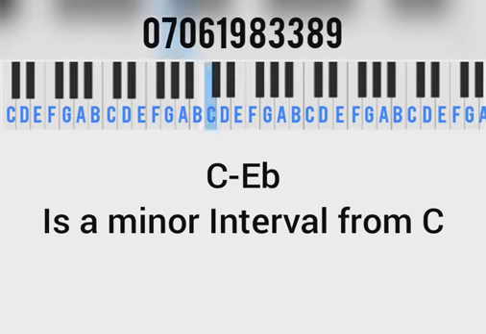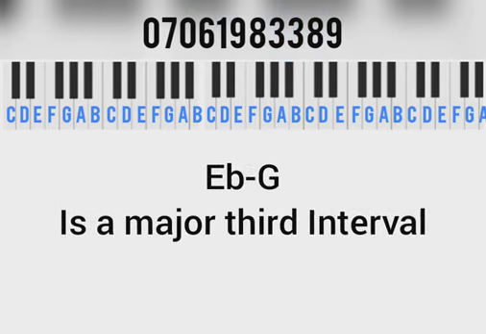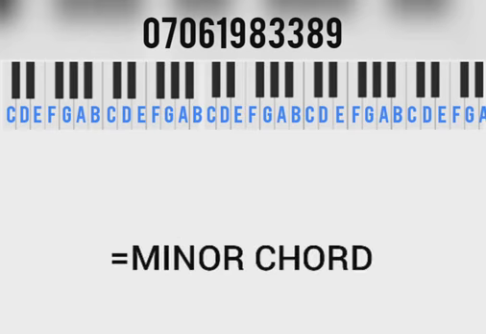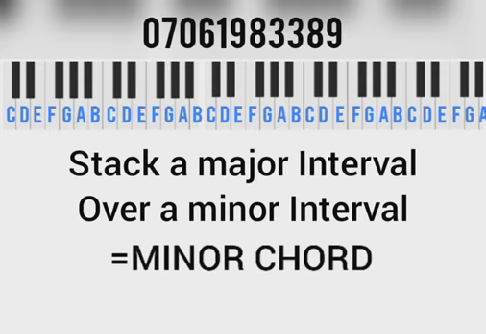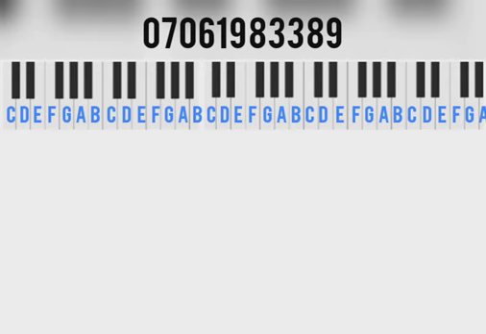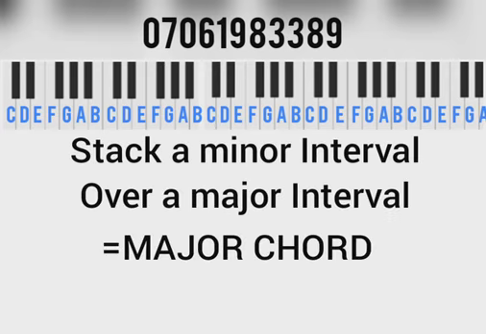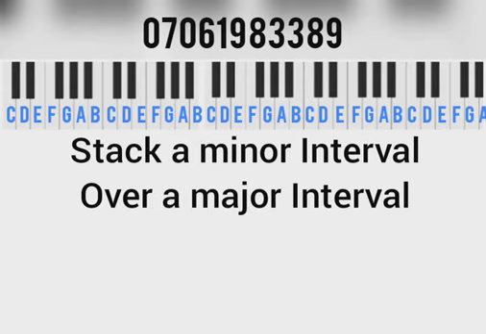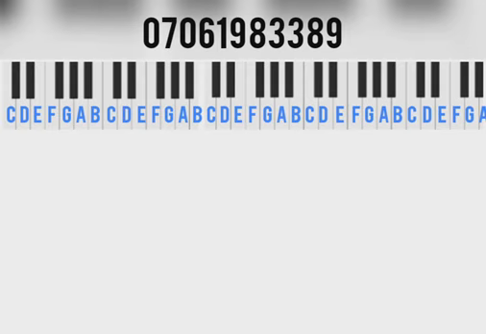So a minor and a major. To derive a minor chord, you stack a major interval over a minor interval. That's how to get a minor chord. To get a major chord, you stack a minor interval over a major interval. Okay, so this is the first way to derive your major chords and your minor chords. But there's another way too. So take a look at this.